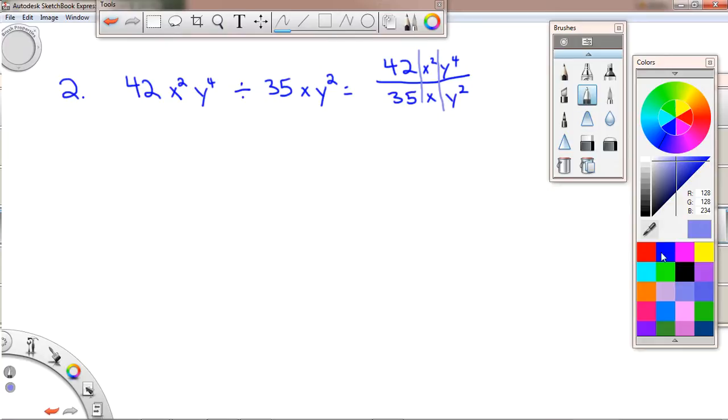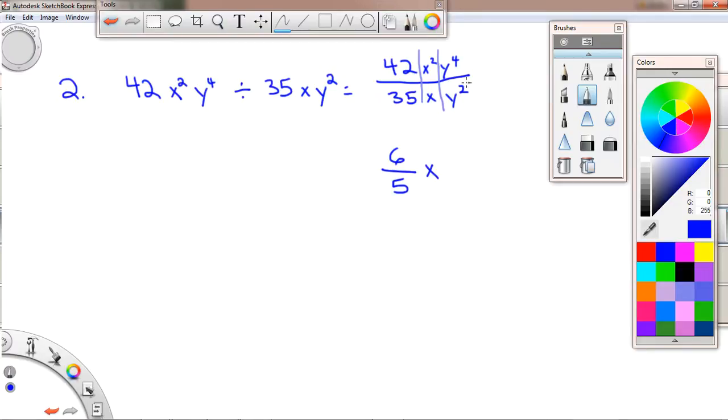Okay, so in the end, I'm going to divide 42 by 35, which just means simplify. 7 is the common factor here, so this is going to be 6 over 5. X squared divided by x is just x.